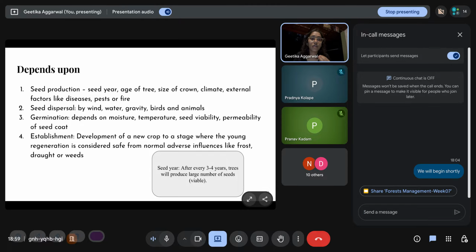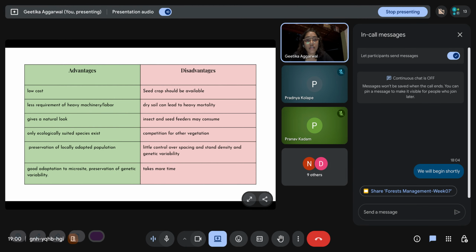But if the tree has reached a certain age, it's established, meaning now it cannot be destroyed by herbivore action or by, say, insect action. That is when it's considered safe from the normal adverse effects like weeds. For example, if it's a young sapling and there are weeds around, the weeds will take up all the nutrition, will compete with the sapling, and will not allow it to grow. So again, all of these things can affect the establishment of your young plants. So when the young plant is properly established, it's considered safe from these influences of frost, drought, weeds, or herbivore action.